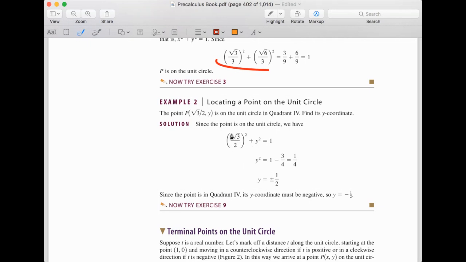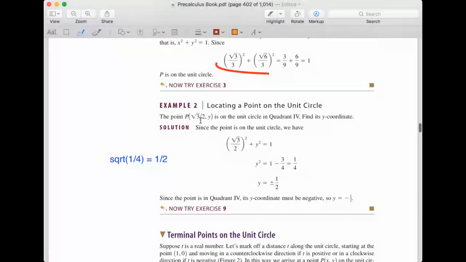What's root 3 over 2 squared? Square root of 3 squared, that's 3. 2 squared, that's 4. So 1 minus 3 over 4, that's a quarter, because 1 can be changed to 4 over 4. Then we square root both sides, so we'll have y equals plus minus half, because the square root of 1/4 equals half. We get 2 points. One point is root 3 over 2, positive half. Another point is root 3 over 2, negative half.